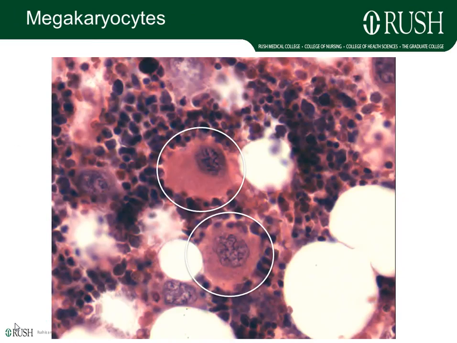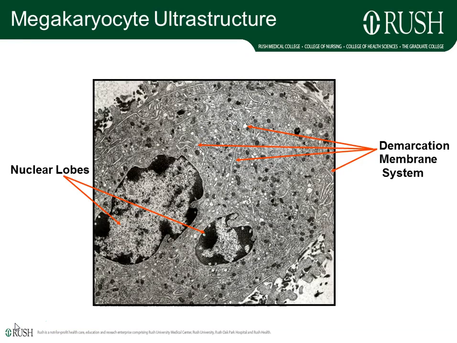So these circled cells here are examples of megakaryocytes in the bone marrow stroma, and usually you will find them sitting right next to a sinusoid because that's where they generate their platelets, right out into the sinusoids. So here's the ultrastructure of them. They have a multi-lobed nucleus, and they have a cytoplasm which is filled with these demarcation membranes, and that is where a certain amount of cytoplasm is pinched off to create the platelets.